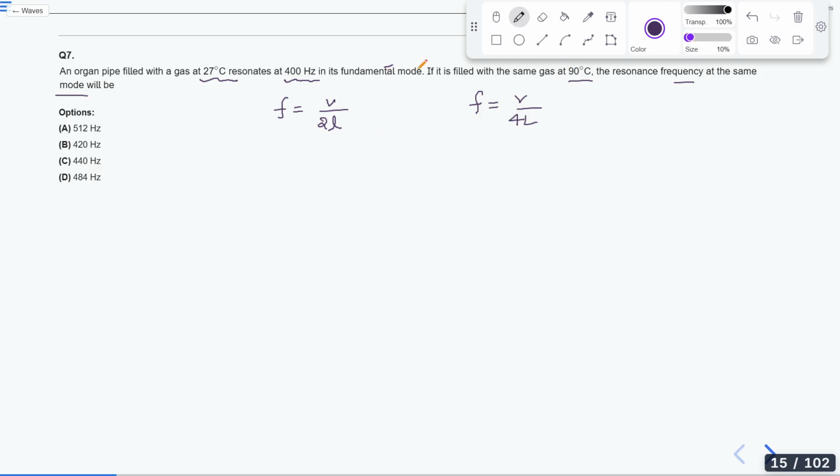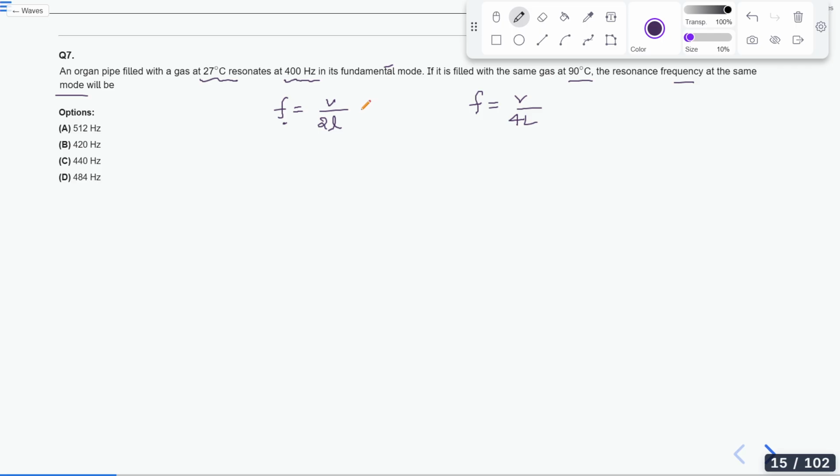But in both cases, length is not changing. We are using the same organ pipe. That means the frequency will not depend on length. Either we take an open organ pipe or a closed organ pipe, length will not matter. Only that upper portion, the velocity, will matter. That means we can take any pipe, open or closed, and in this case the answer would be the same. Now, they have given the temperature, but we don't have temperature in the formula for frequency.